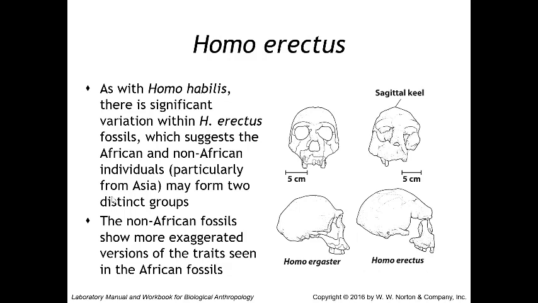As with Homo habilis, there's a significant variation within Homo erectus fossils, which again suggests that the African and non-African individuals, particularly those from Asia, may form two distinct groups. The non-African fossils show a more exaggerated version of the traits seen in the African fossils. So we have differences between what we separate out as Homo ergaster and Homo erectus, with Homo erectus having a sagittal keel and Homo ergaster not having that.